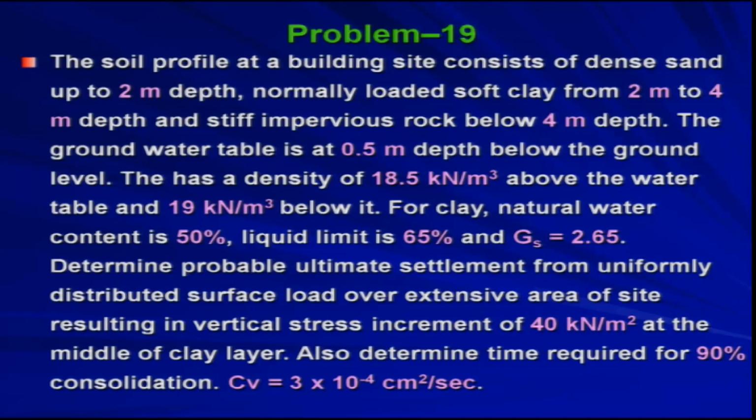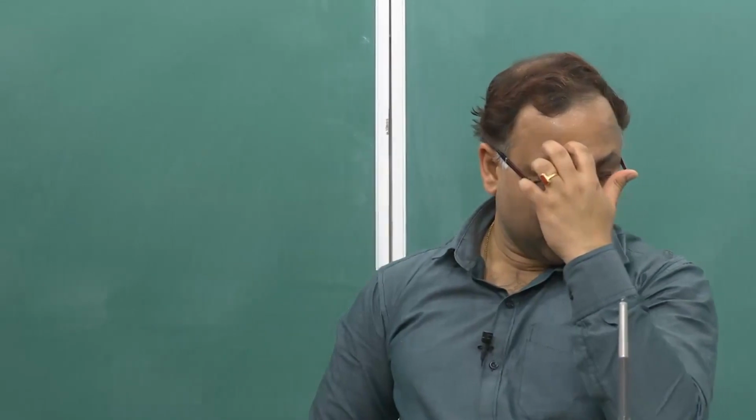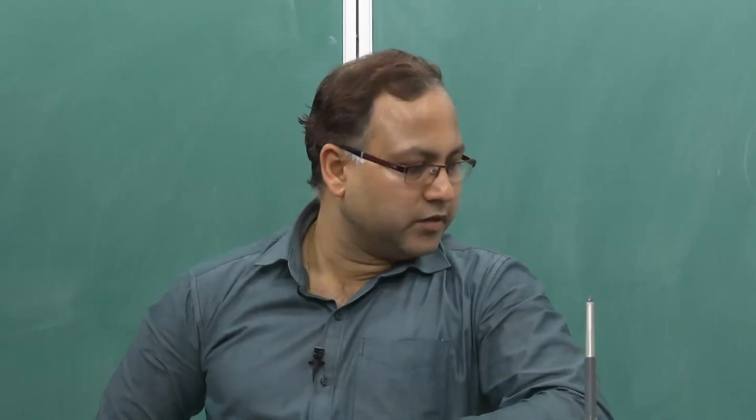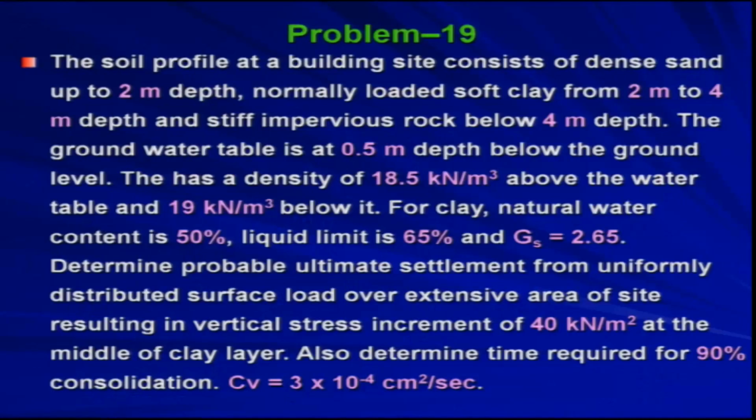And basically you are talking about the consolidation due to the increment of the load as 40 kilonewton per meter square at the middle of the clay layer. Okay, this is something like that. If you consider the whole clay layer, if you calculate the settlement at the middle of the clay layer, that will give you the average settlement of the whole deposit. People are interested to get that average settlement anyway. So, that is why the middle of the clay layer is very, very important.